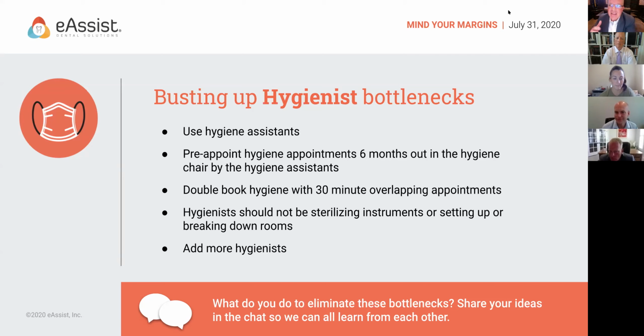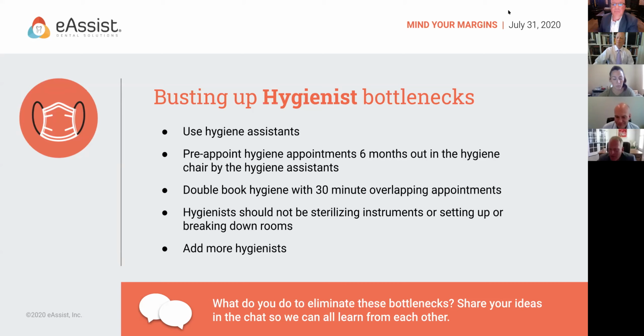But anything you can delegate away, like cleaning your own instruments, I haven't cleaned them since dental school, because I can hire someone to do that and I'll help them if they're backed up. So that isn't necessarily true. I have helped in a time of need, but most of the time that's not the bottleneck.